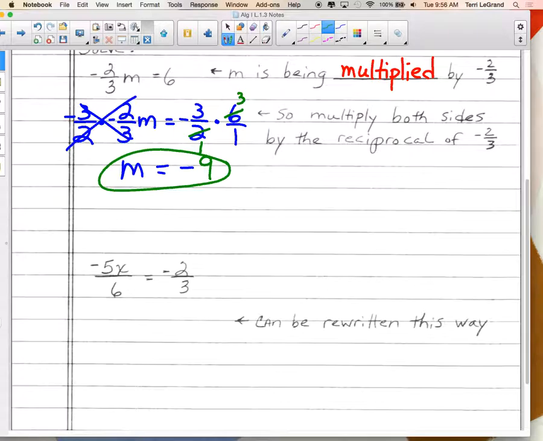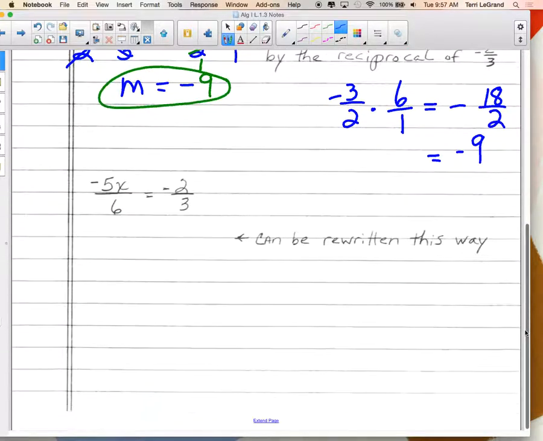Now, again, you don't have to, you could have instead done this, negative 3 halves times 6 over 1. You could have said, oh, that's negative, and it's 18 over 2, and that does simplify to negative 9. We get the same thing, okay? It's just how did you learn to multiply fractions? Questions on that one at all?